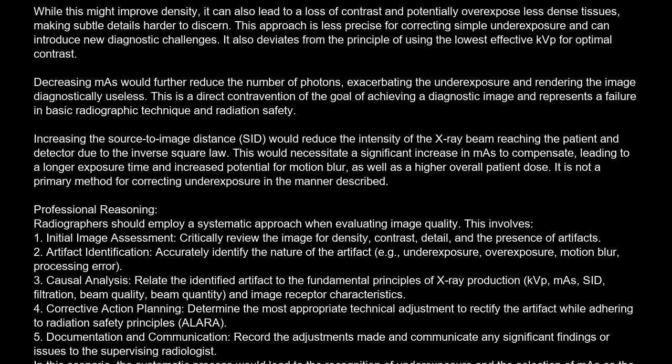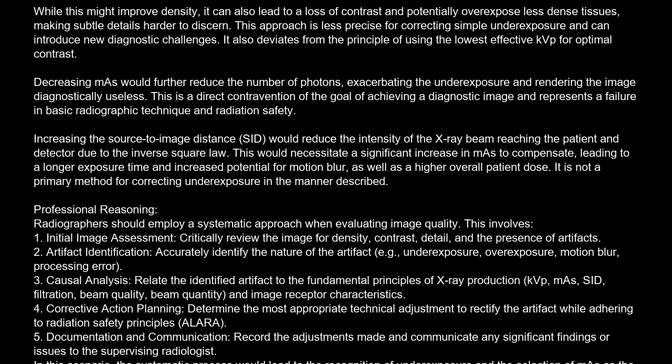Professional reasoning: radiographers should employ a systematic approach when evaluating image quality. This involves: 1. Initial image assessment. Critically review the image for density, contrast, detail, and the presence of artifacts. 2. Artifact identification. Accurately identify the nature of the artifact, e.g., underexposure, overexposure, motion blur, processing error. 3. Causal analysis. Relate the identified artifact to the fundamental principles of X-ray production, kVp, mAs, SID, filtration, beam quantity, and image receptor characteristics.